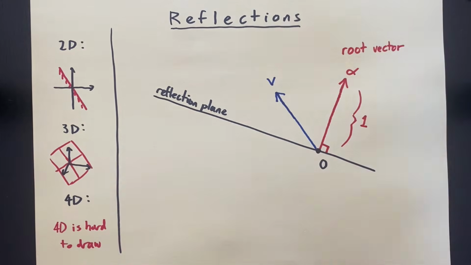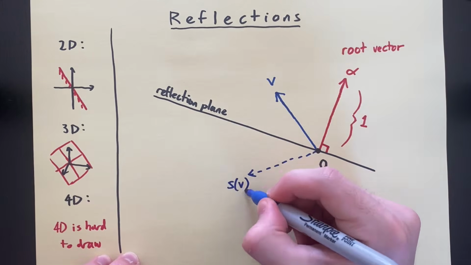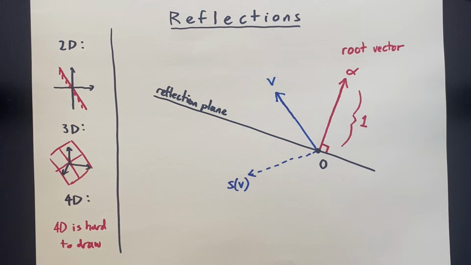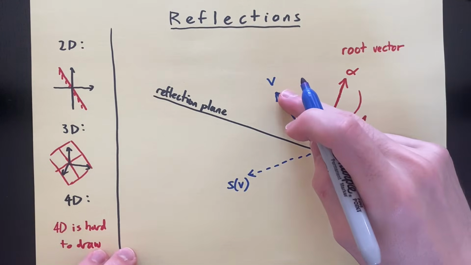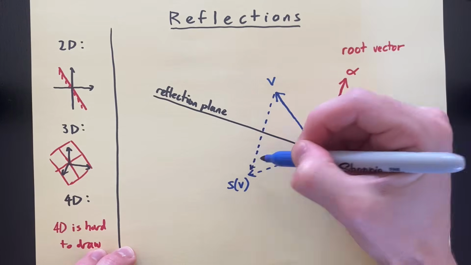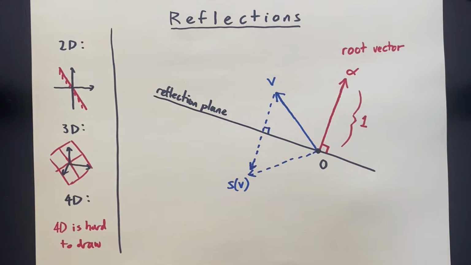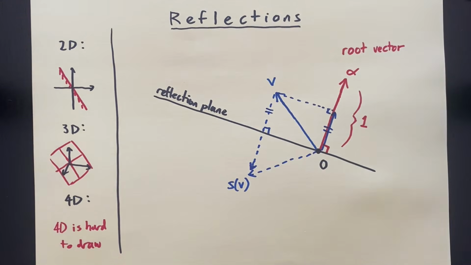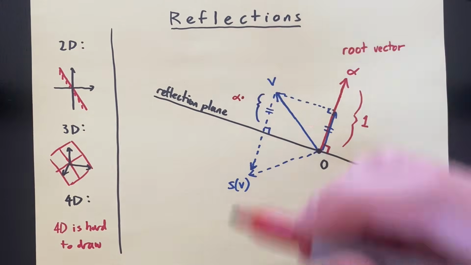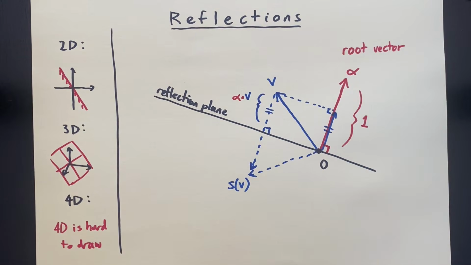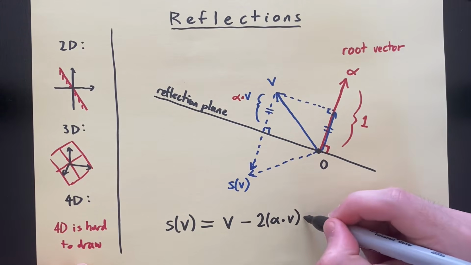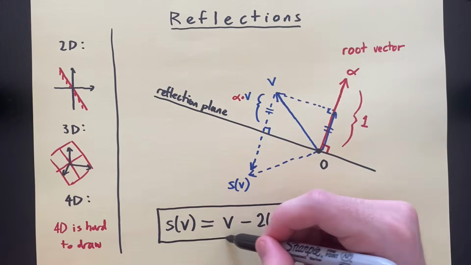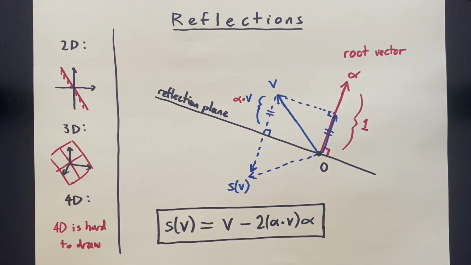Let's now pick a vector v and apply the reflection, which I'm going to call s. What vector do we end up with? Well, we start with v, and then add on this vector, which passes perpendicularly through the plane. The length of this vector is equal to twice the length of the projection of v onto alpha. But since alpha has length 1, this length is just the dot product of alpha and v. So we have to take v and add on a vector with magnitude 2 alpha dot v and direction negative alpha. That is our reflection function.